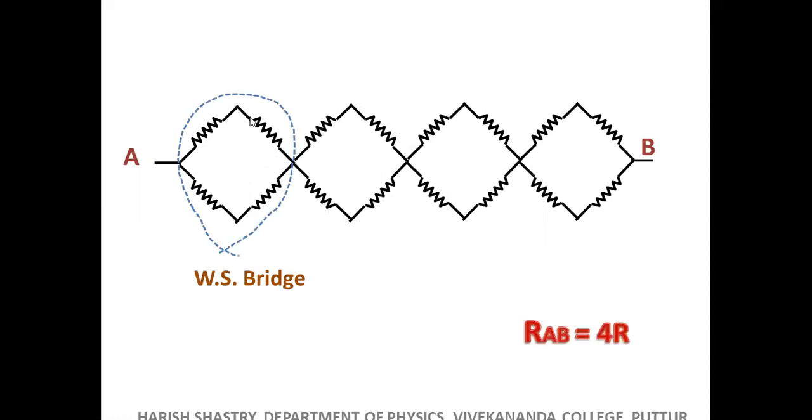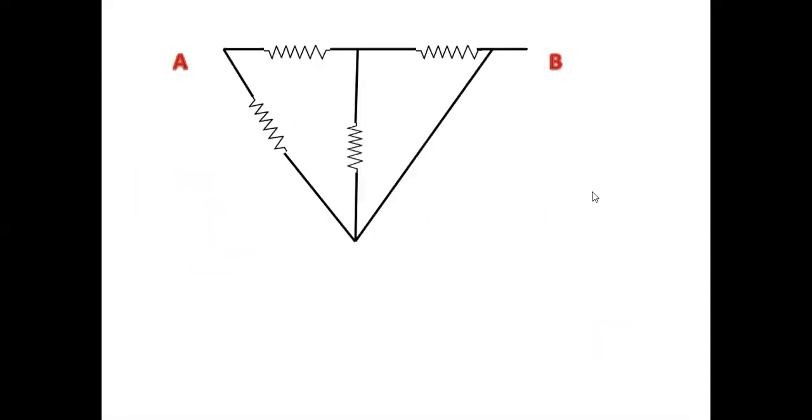This is Wheatstone's bridge. Of course, already they have removed the galvanometer path, and 2R parallel 2R, that is R plus R plus R plus R, that is 4R. Simplest one.